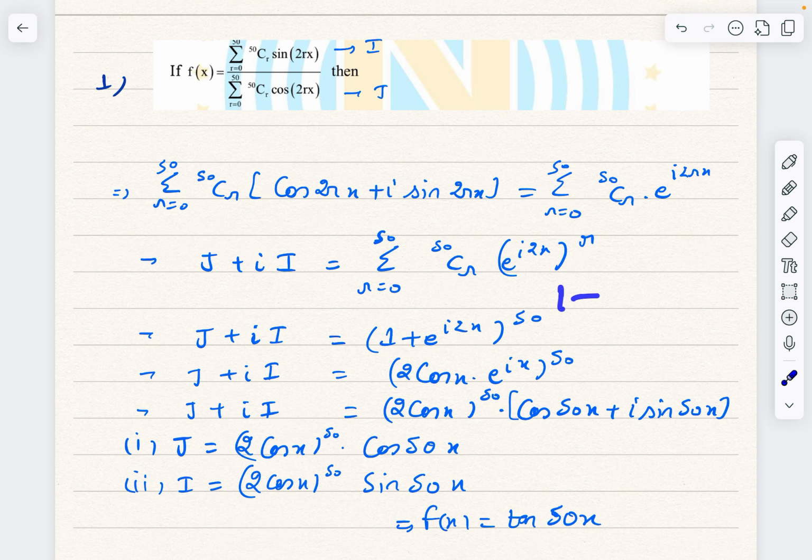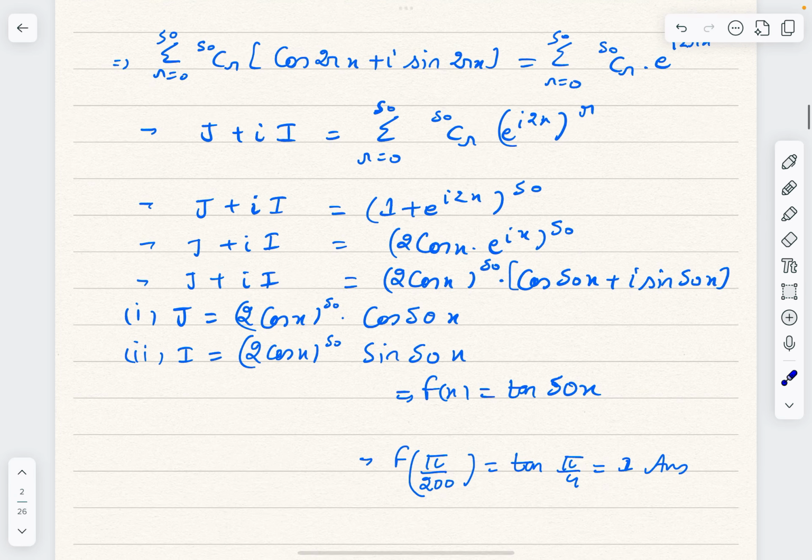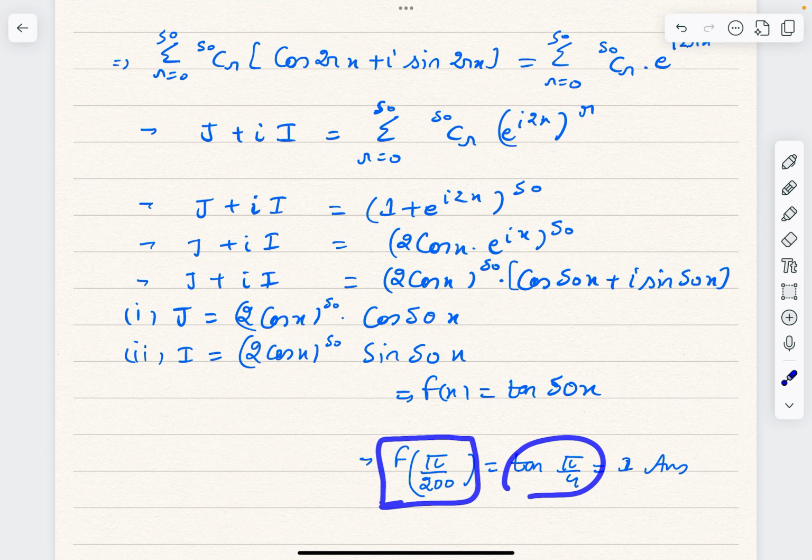And if you remember, 1 plus cis theta will be 2 cos theta by 2 cis theta by 2. So you get (2 cos x e power iota x) whole raised to power 50. So you get (2 cos x) raised to power 50, and this will become e power iota 50x or cis 50x. So you get cos 50x plus iota sine 50x. Now if you compare the real and imaginary parts, J will be (2 cos x) raised to power 50 cos 50x. I will be (2 cos x) raised to power 50 sine 50x. When you divide them, you get f of x will be tan 50x. So f of pi by 200 will just be tan pi by 4, that will be 1.